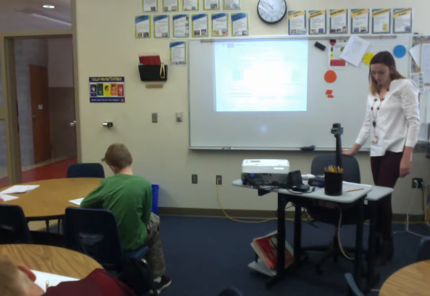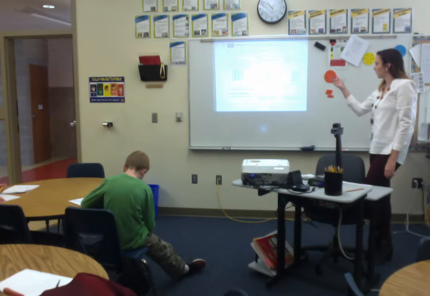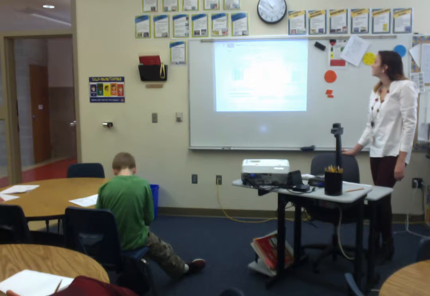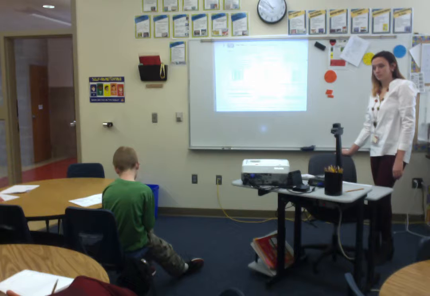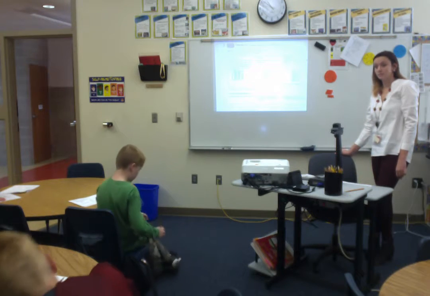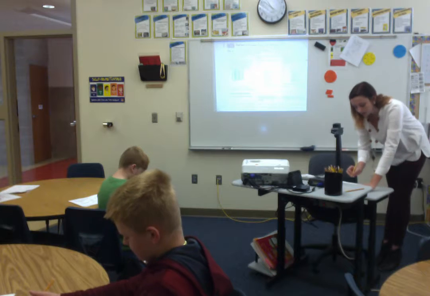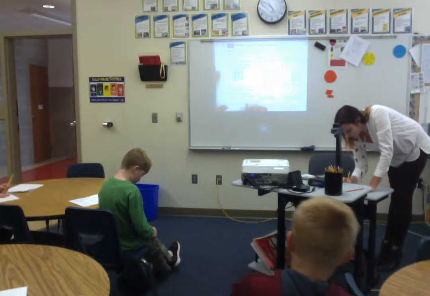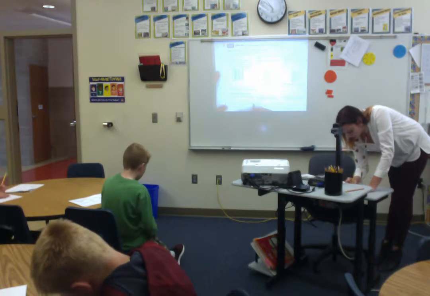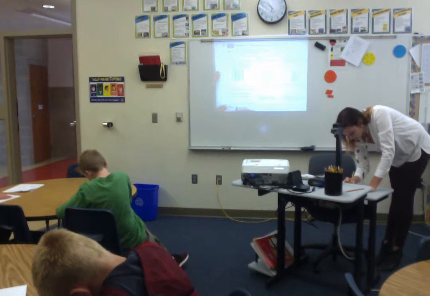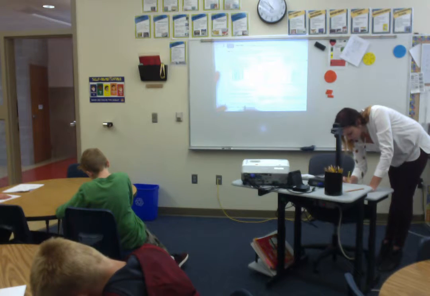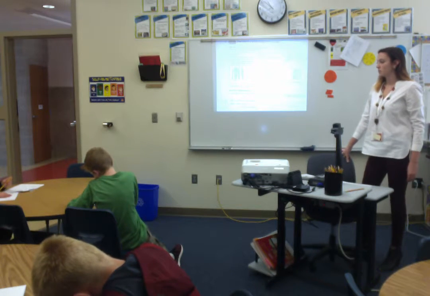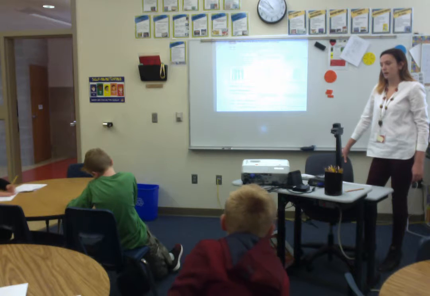So, Kamora, for number 1, why did you draw 12 squares, or why did we use 12 squares? To show how many cars he had. Yeah, exactly, to show how many cars he started out with. So, to show how many cars he had. Okay? Cars he had.